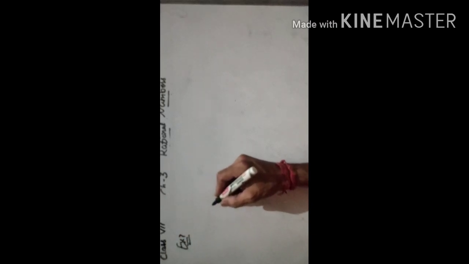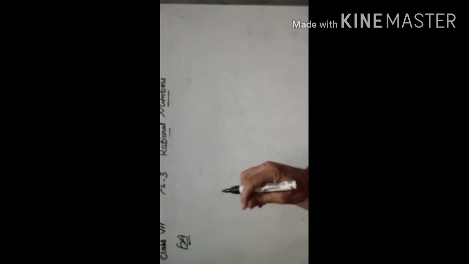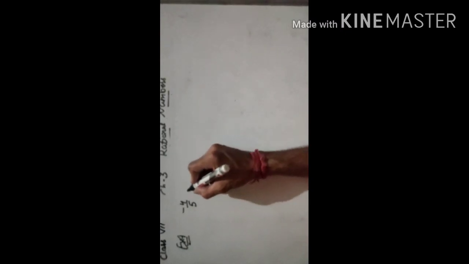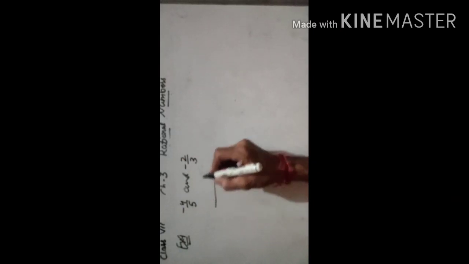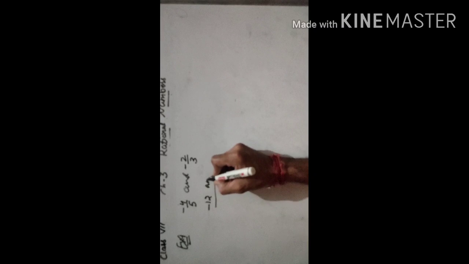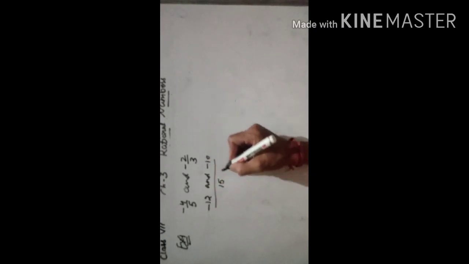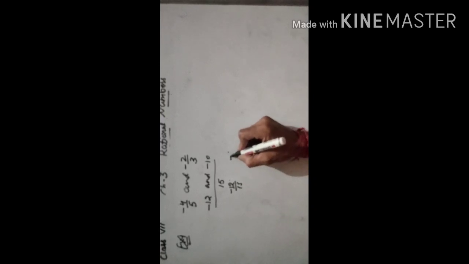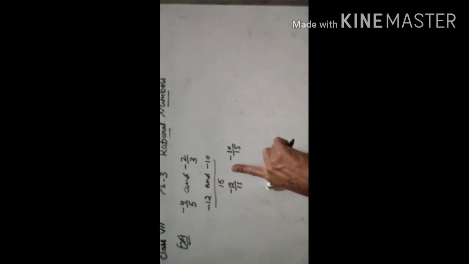Now example 9 is insert 6 rational numbers between minus 4 by 5 and minus 2 by 3. Again we have to make the denominators the same by taking the LCM. The LCM of 5 and 3 is 15. Minus 12 and minus 10. Now minus 12 by 15 and minus 10 by 15 are the new numbers. Now between these two only one rational number is there, minus 11 by 15.